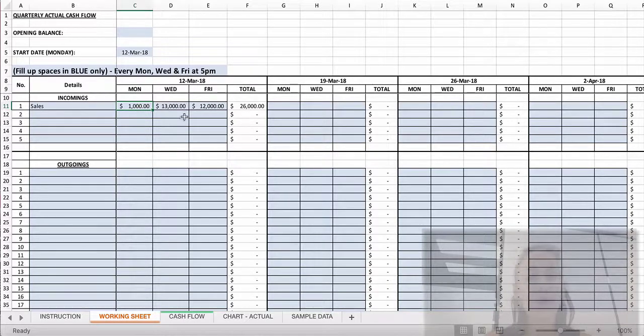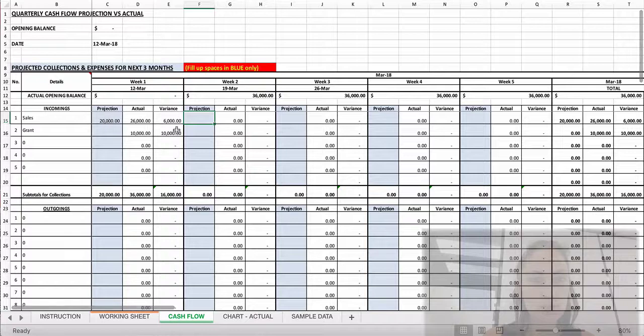Now, you might sit there and go, on Mondays, we don't really get a lot of cash in, but that's fine. We get 1,000. Wednesdays, you got 13,000 in. Friday, you got 12,000 in. It's going to automatically total in your 26K. Now, let's just say here that we got a government grant for 10K on Friday. You can see that that's going to autofill there. Now, outgoings, we're going to go through in a second, but basically you can see here it's already filling out your actuals, so you don't need to. I projected sales of 20,000 and I got an actual of 26, which means awesome, up 6K that week.